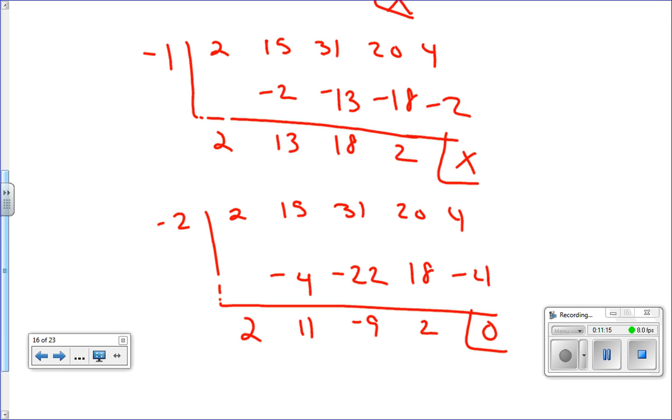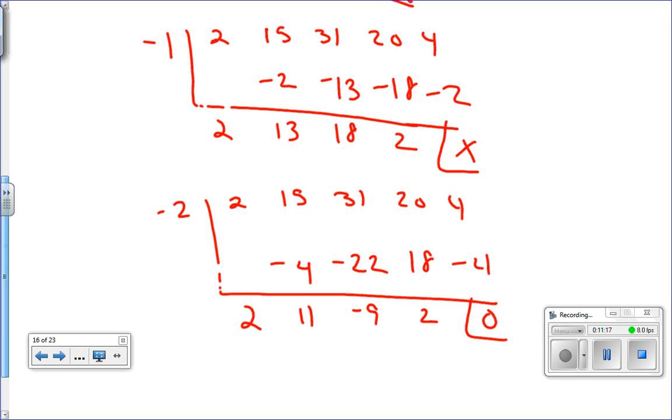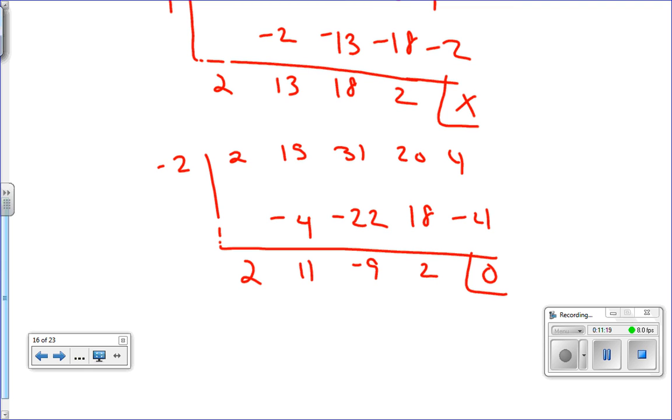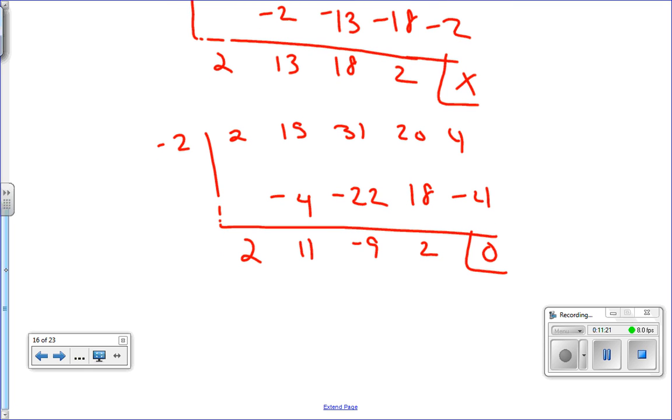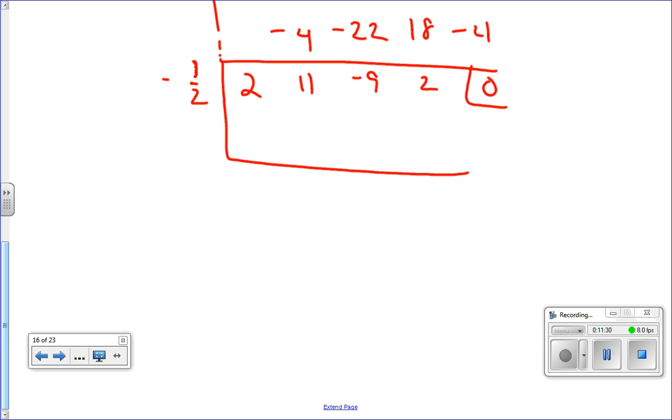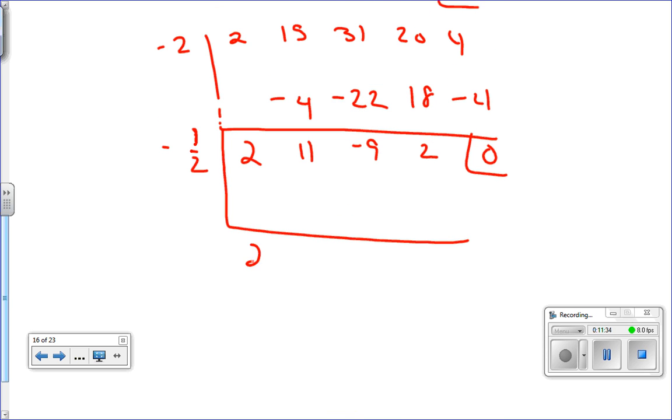Let's try, it looks like maybe the negative 1/2 will work. I'm just taking a shot in the dark. But what this looks like is I'm going to take a negative 1/2 here, and I'm going to perform some type of division on my remaining polynomial. So I'm going to bring down the 2, multiply and get negative 1. That's going to be 10. Multiply and get negative 5.